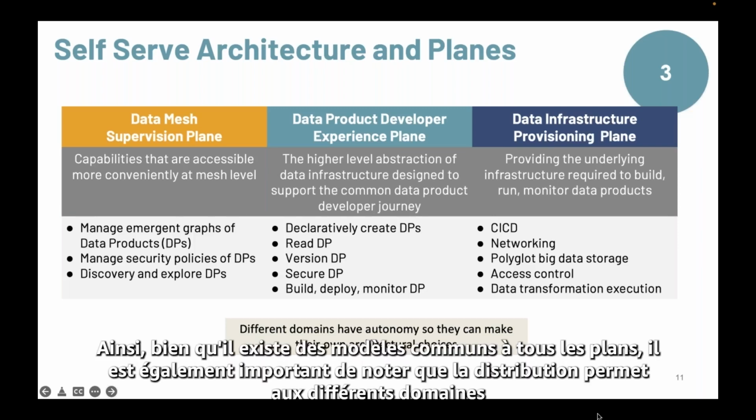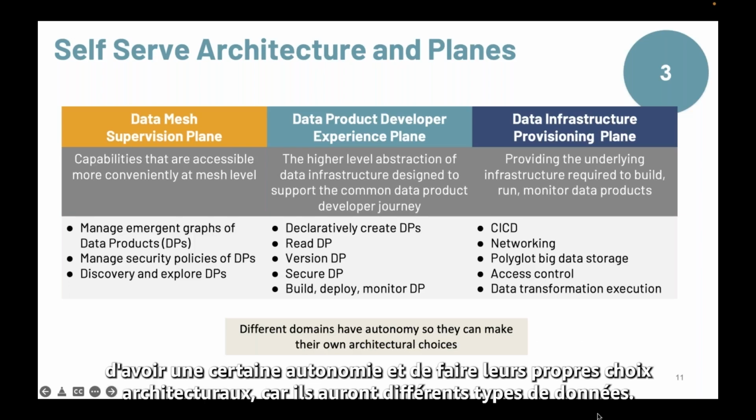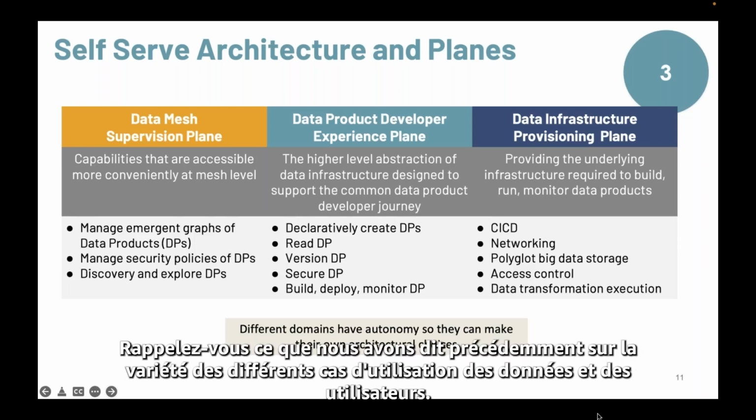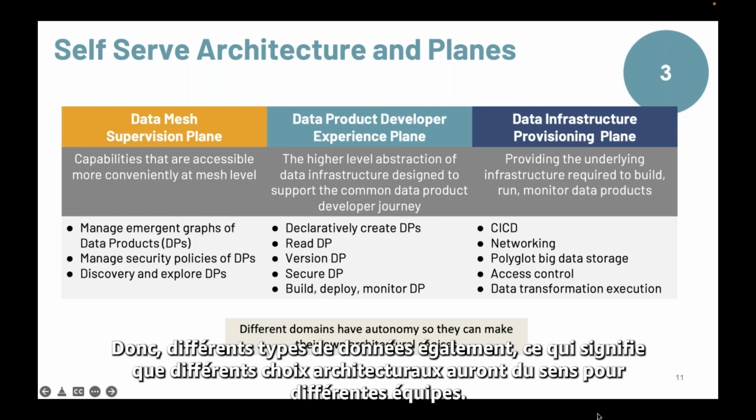So whilst there are some common patterns across domains, it's also important to note that the distribution allows the different domains to have some autonomy, so they can make some of their own architectural choices, because they'll have different types of data. Remember what we said earlier about the variety of different data use cases and users. So different sorts of data as well means that different architectural choices will make sense for different teams.